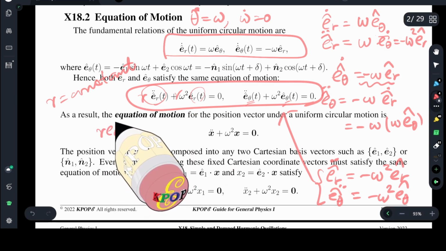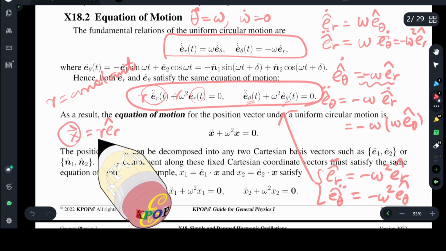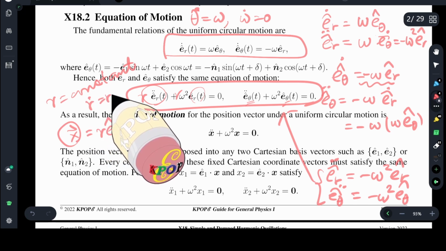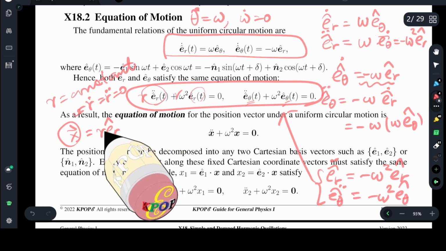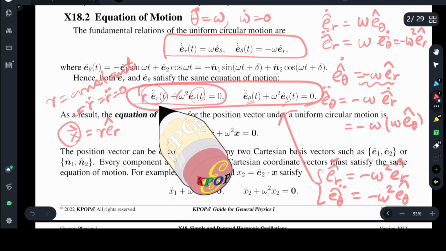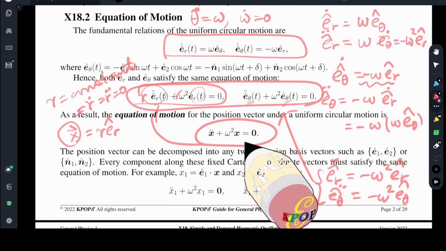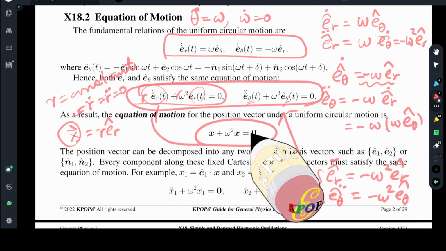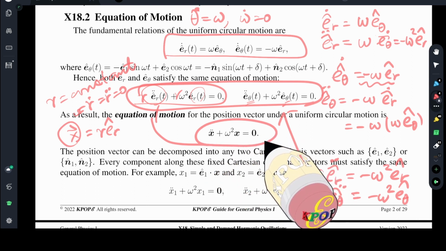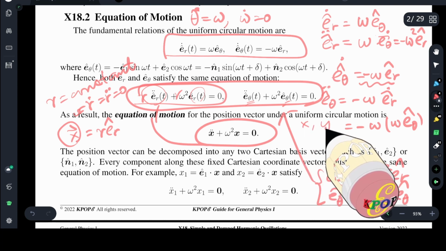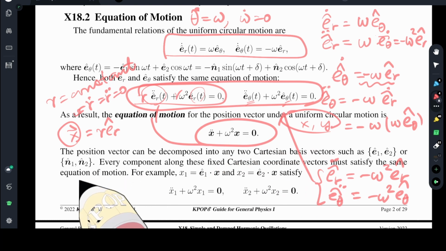And e_r hat equals x vector, and because r dot and r double dot both of them are 0, I can rewrite this one in this form. This is the equation of motion for a uniform circular motion. And if we find a projection onto the x and y direction, what you want to do is take a scalar product to this equation.